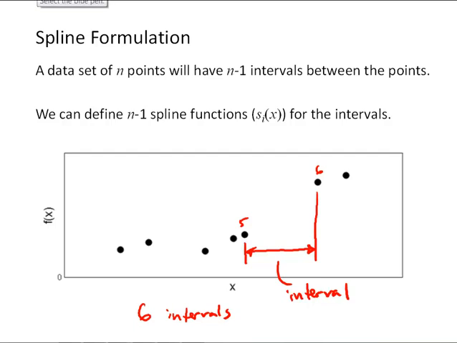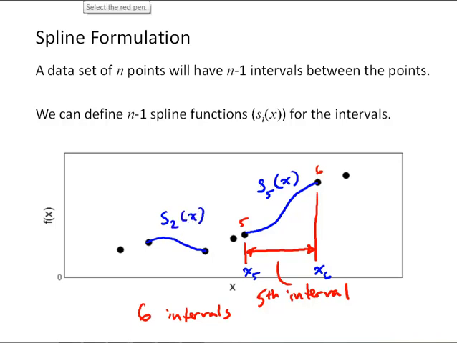and we can imagine defining some spline function. Since this is the 5th interval here, we would call that the 5th spline function, s5 of x, and it is only valid between x5 and x6. And then we would define some other spline function over here, call this s2 of x, and that would be valid in the second interval between x2 and x3.